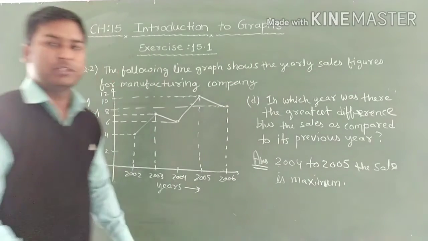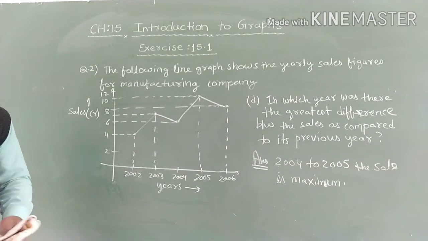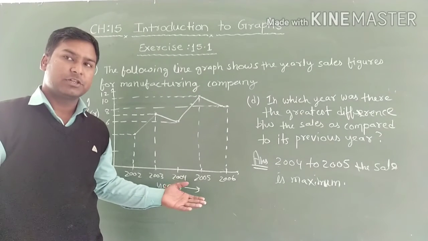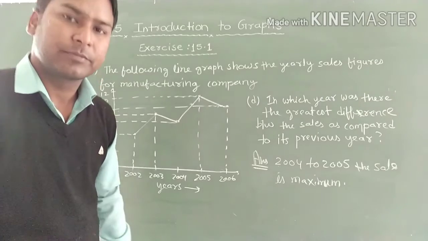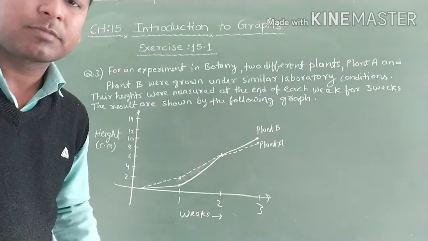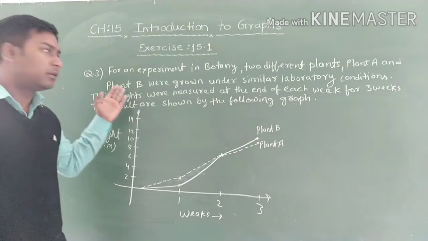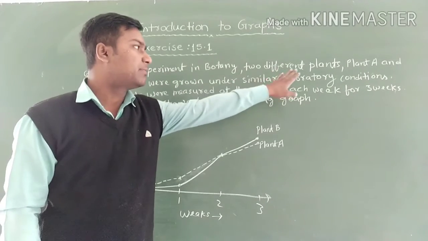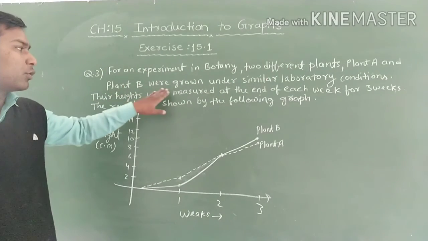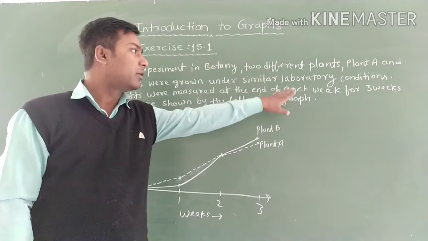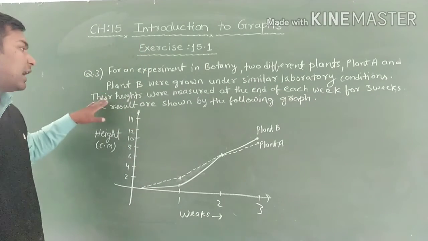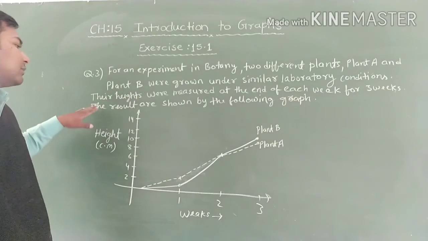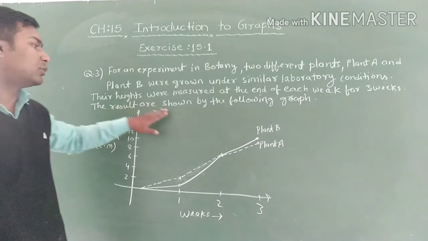Okay, so this was the complete explanation of question number 2. Now the next question, that is question number 3. For an experiment in botany, two different plants, plant A and plant B, were grown under similar laboratory conditions. Their heights were measured at the end of each week for 3 weeks. The results are shown by the following graphs.